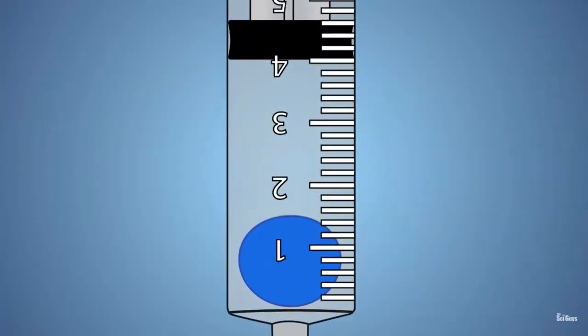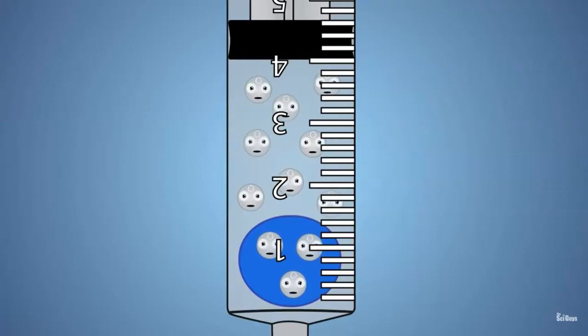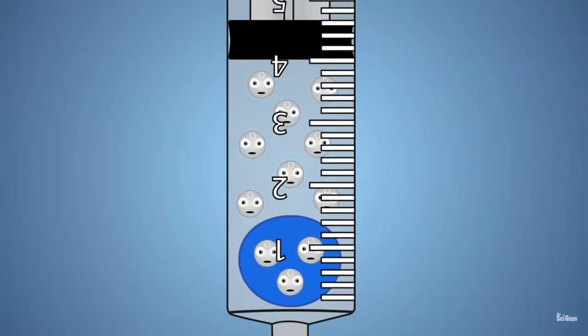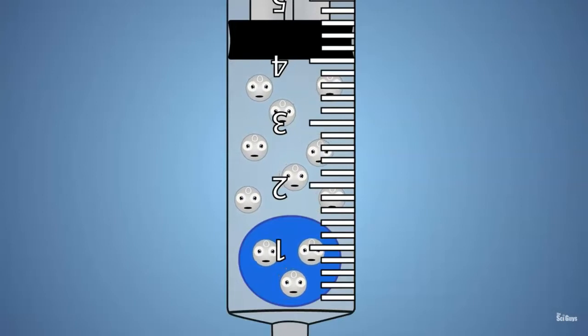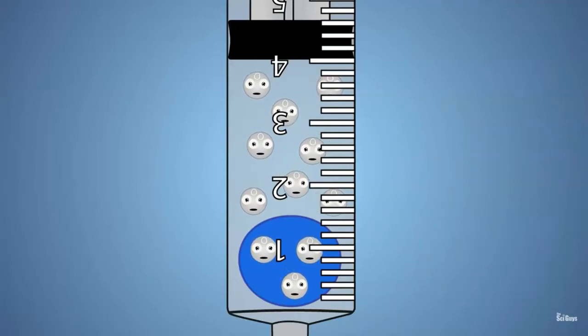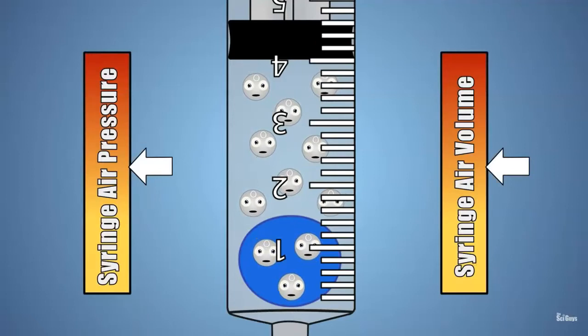In our experiment, the balloon and syringe are filled with tons of gaseous air molecules. Placing your finger over the opening at the bottom of the syringe keeps the mass of air molecules constant and creates a closed system that will allow us to manipulate the pressure and volume.